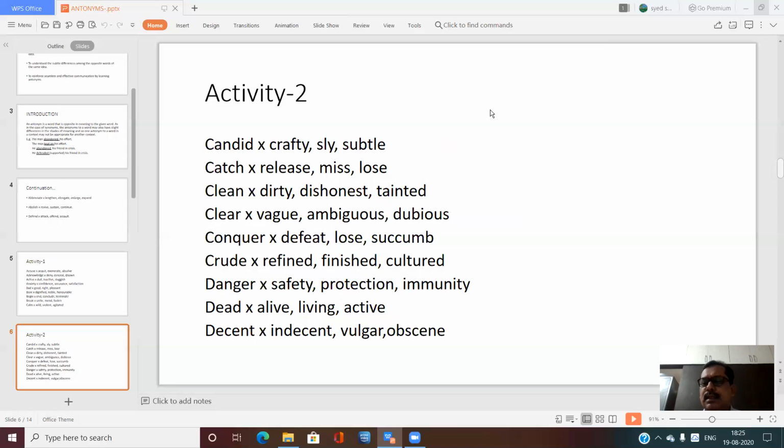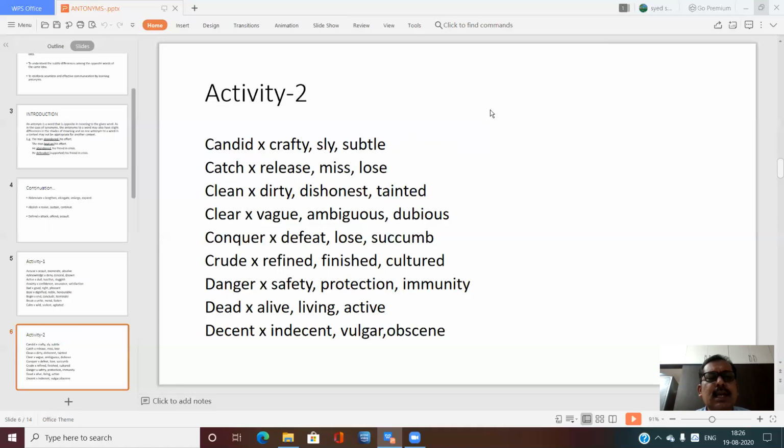Next, second activity. Candid. Opposite words: crafty, sly, subtle. Candid means frank, open. Sly means maintaining secrecy, secretly, you can say. Crafty means scheming. Candid, crafty, sly, subtle.